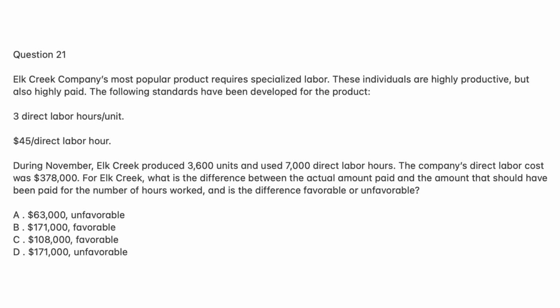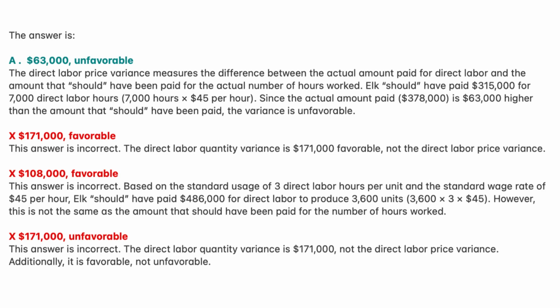$171,000, unfavorable. A. $63,000, unfavorable. The direct labor price variance measures the difference between the actual amount paid for direct labor and the amount that should have been paid for the actual number of hours worked. Elk should have paid $315,000 for 7,000 direct labor hours, 7,000 hours times $45 per hour. Since the actual amount paid, $378,000, is $63,000 higher than the amount that should have been paid, the variance is unfavorable.